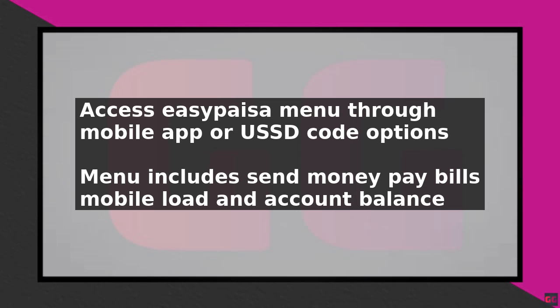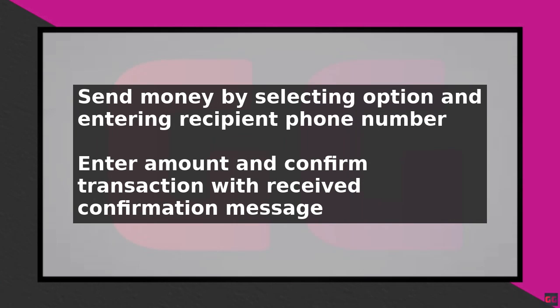To pay bills, select the Pay Bills option and choose the bill you want to pay, such as electricity, gas, or water bill. Enter the bill reference number and the amount you want to pay, and you will receive a confirmation message once the transaction is successful.